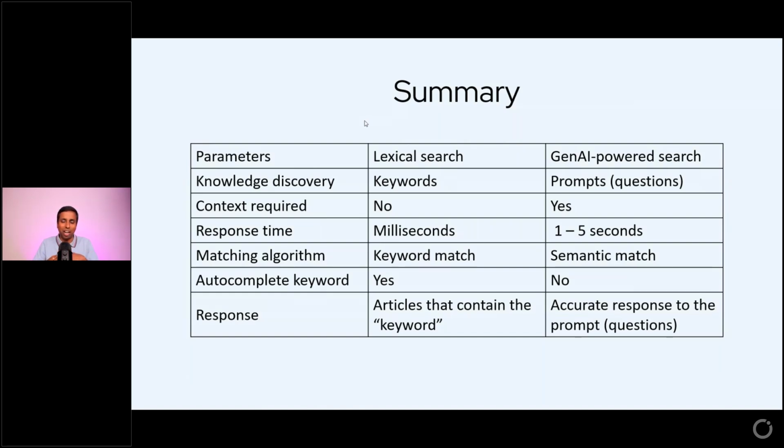So you probably remember in the ChatGPT days when ChatGPT 3 was rolled out, it took a considerable amount of time, 3 to 5 seconds, or in some cases even 10 seconds to generate a response, depending upon the prompt. So there's always a time element. You've got to wait. And the matching algorithm in lexical search uses the keywords, with some fuzzy logic. But in GenAI, it's all about semantic matching. The GenAI-powered search produces an accurate response, but lexical search only gives you a list of articles that contain that keyword. That's the paradigm shift.